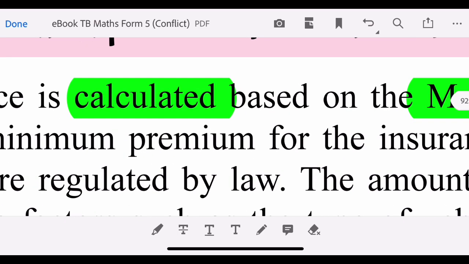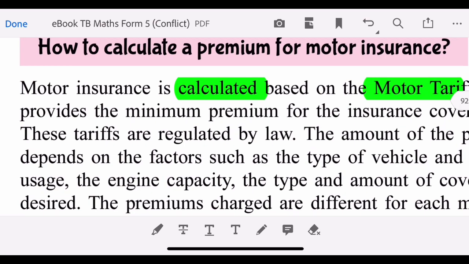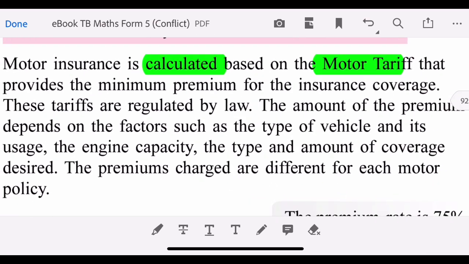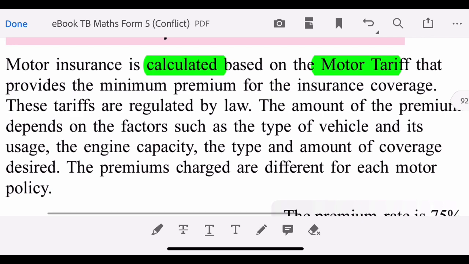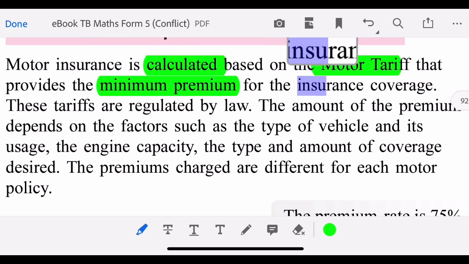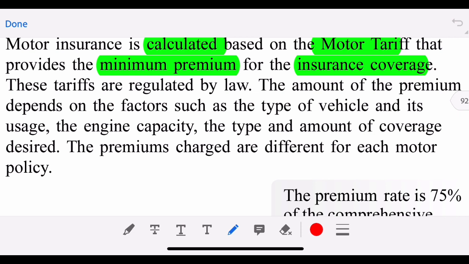Okay, let's go back to how to calculate the premium for motor insurance. So it's actually based on the motor tariff that provides the minimum premium for the insurance coverage. This tariff is regulated by law. Okay, it's regulated by law.